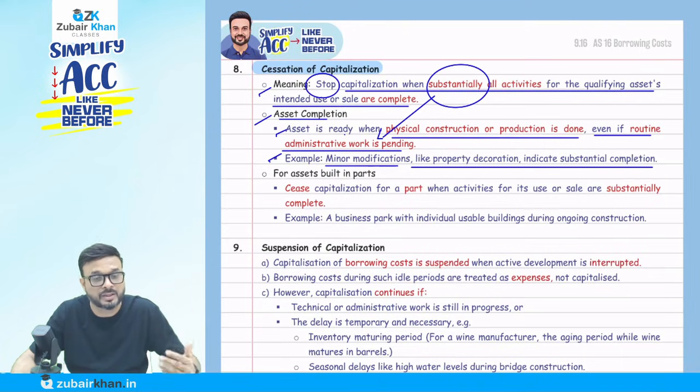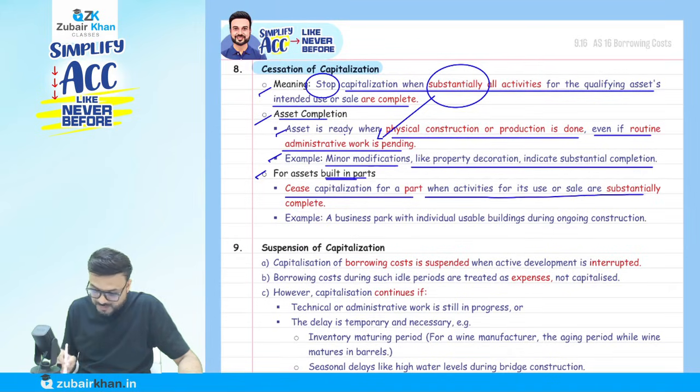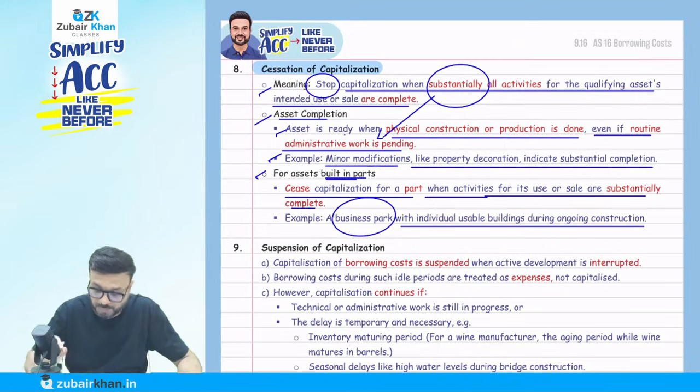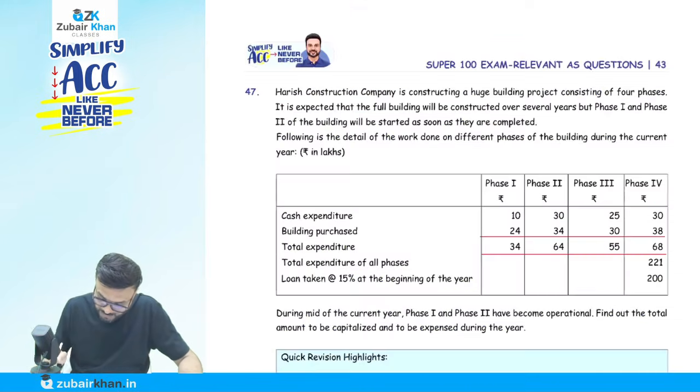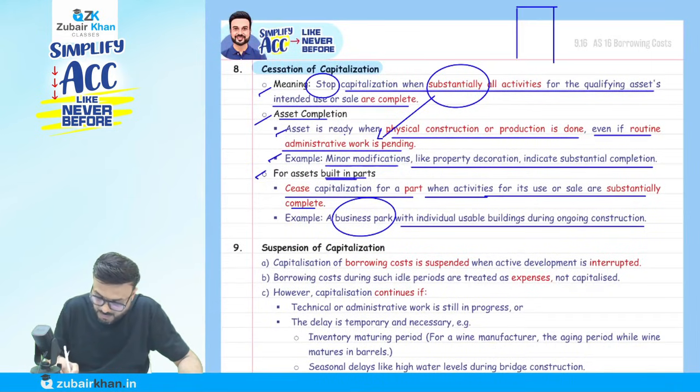After that, if the loan is still outstanding and you are paying the interest, that interest will go to profit and loss account. Then they say for an asset built in parts, cease capitalization for an asset when activities for its use or sale are substantially complete. For example, a business park with individual usable buildings during ongoing construction. Let me make it simple for you. Suppose this is a business park.